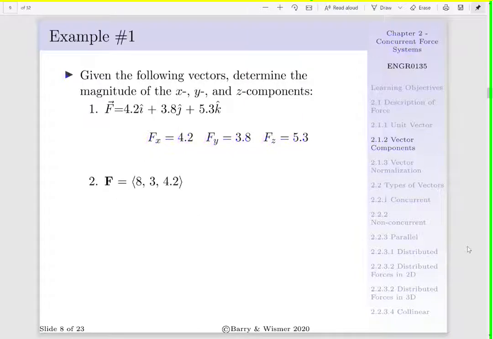Now let's look at a slightly different representation. Note we can represent a force vector either as a boldface variable or an italic variable with the vector arrow over top. And we can use our I hat, j hat, and k hat unit vectors to describe the direction, or we can put our vector within angle brackets. So in situation 2, we have a force vector described as <8, 3, 4.2>. So the magnitude of our force vector in the x direction is 8, that in the y direction is 3, and that in the z direction is 4.2.